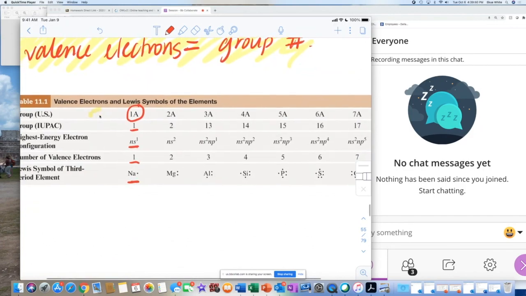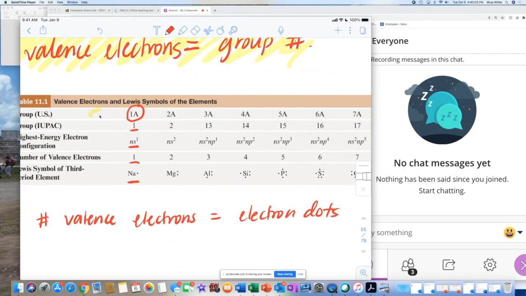By the way, the number of valence electrons are also equal to electron dots.